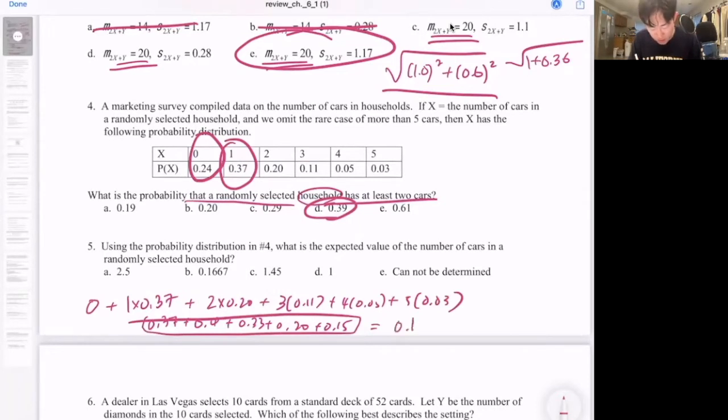I think, what is that going to be here? So that's 1.10, 1.30, 1.45. I believe that the correct answer here should be C.